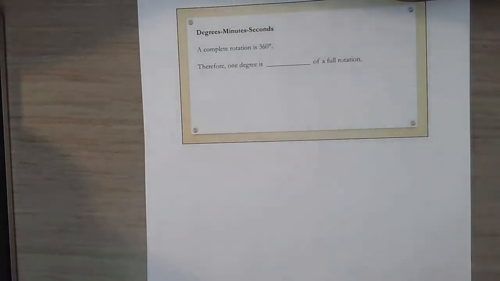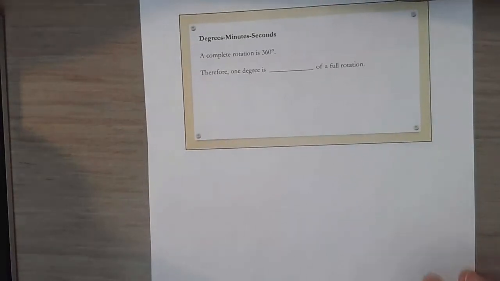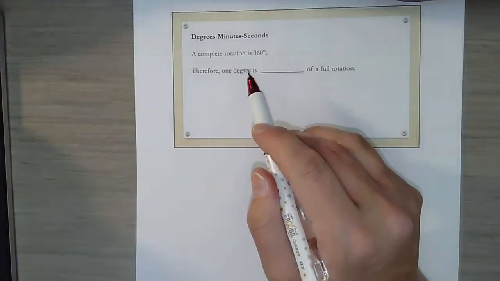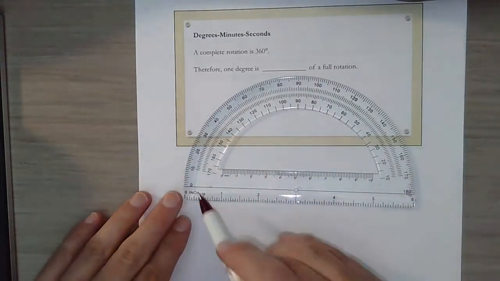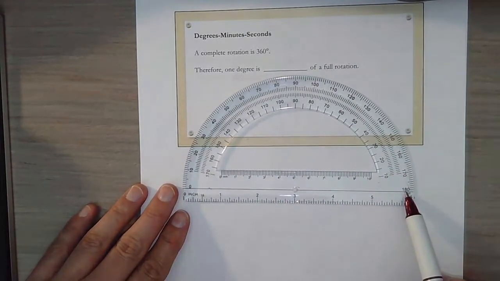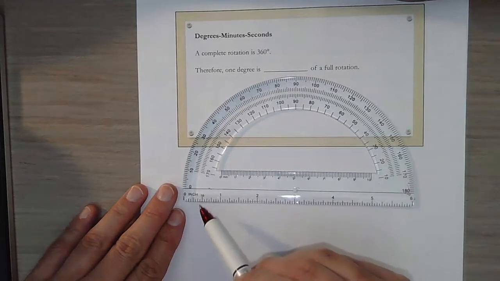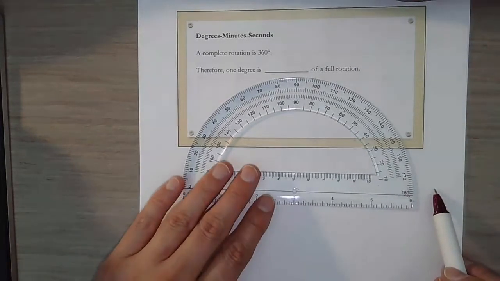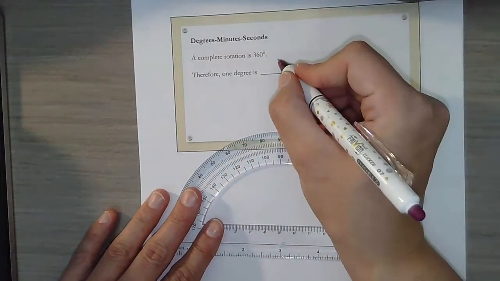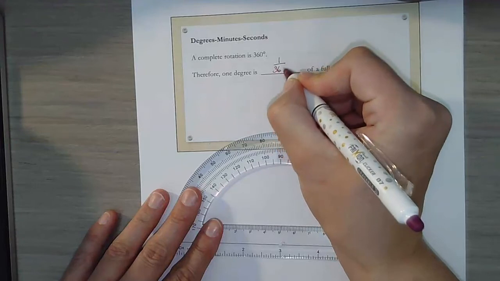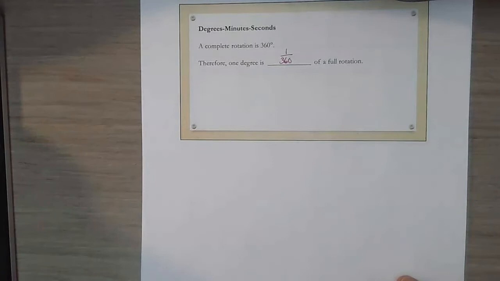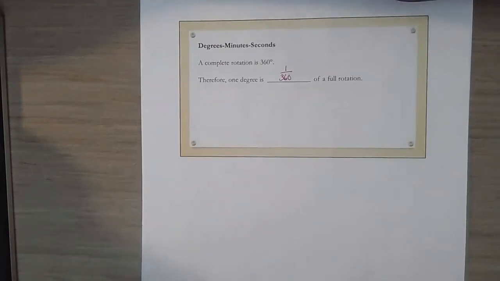Now, a complete rotation, meaning a circle, is 360 degrees. So I would have to put two of these together, because think about it, this is only halfway around, so that's 180. If I go the other halfway around and add that together, that's 360. Therefore, 1 degree is 1 over 360, or 1/360th of a full rotation.